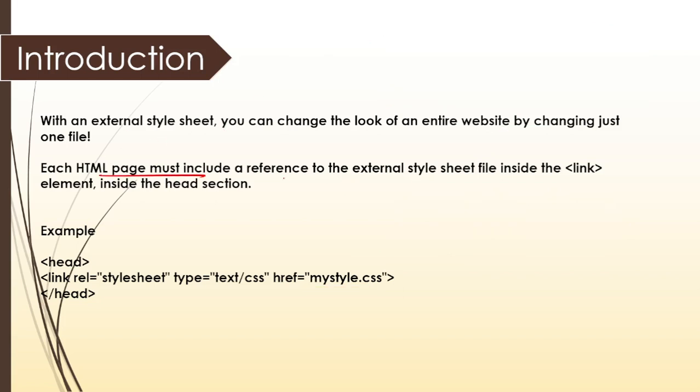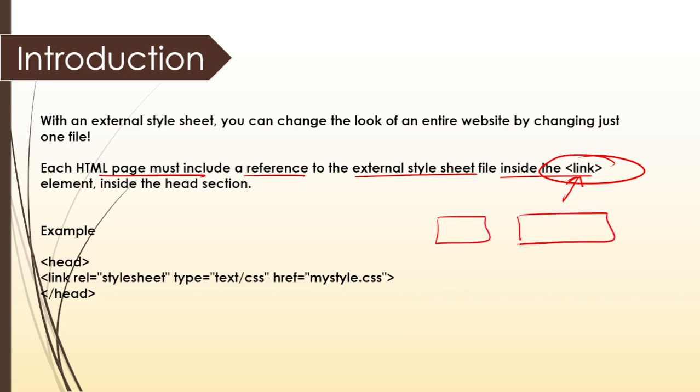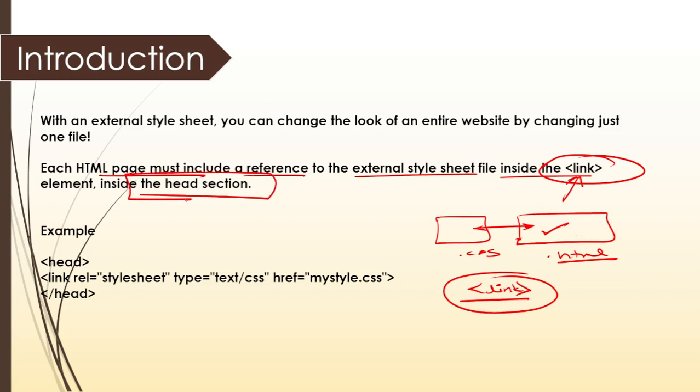Each HTML page must include a reference to the external style sheet file inside the link element. This is the most important part of external style sheets. As I have told you, we should have two files, one is CSS and another is .html. If you want to link these two files, you can use the link tag on your HTML page. This is the example link element inside your head section.